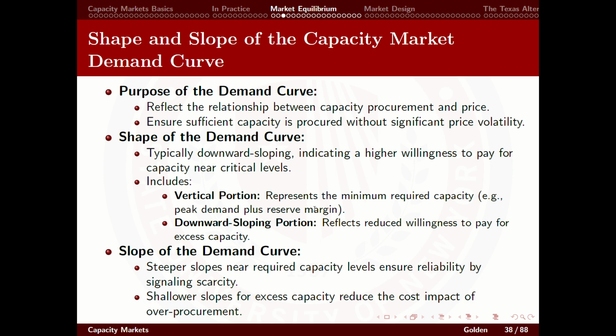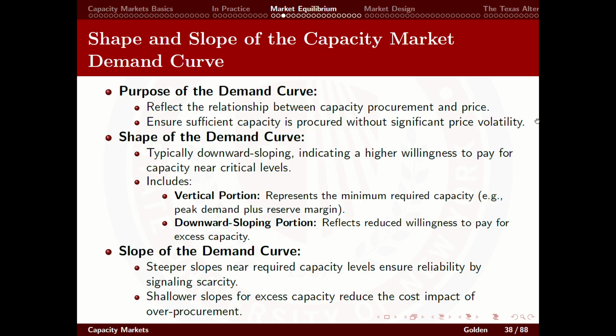And then you want to think about the slope and shape of the capacity demand curve, and this will affect how well the auction will work to determine the price given the relationship between supply and demand. So the purpose of the demand curve is to reflect the relationship between capacity, procurement, and price. You want to make sure that you're not overpaying for capacity or under purchasing capacity based on the true cost of reliability. Ensure that there is sufficient capacity procured without significant price volatility. You don't want to pay exceedingly high prices, but you want to make sure you're buying enough capacity.